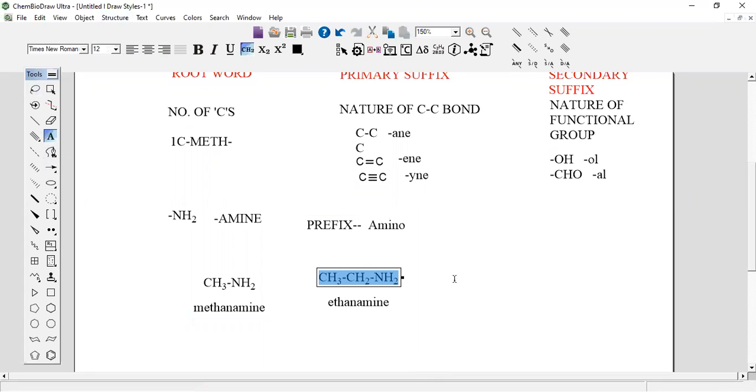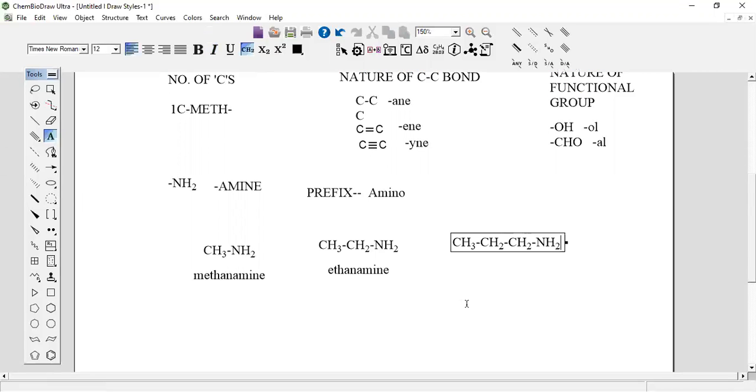Similarly, can you tell me what is the IUPAC name of this compound? CH3, CH2, NH2. Can anybody tell me? Okay, one more we have to write now. CH2, NH2. What is its IUPAC name? Propanamine.